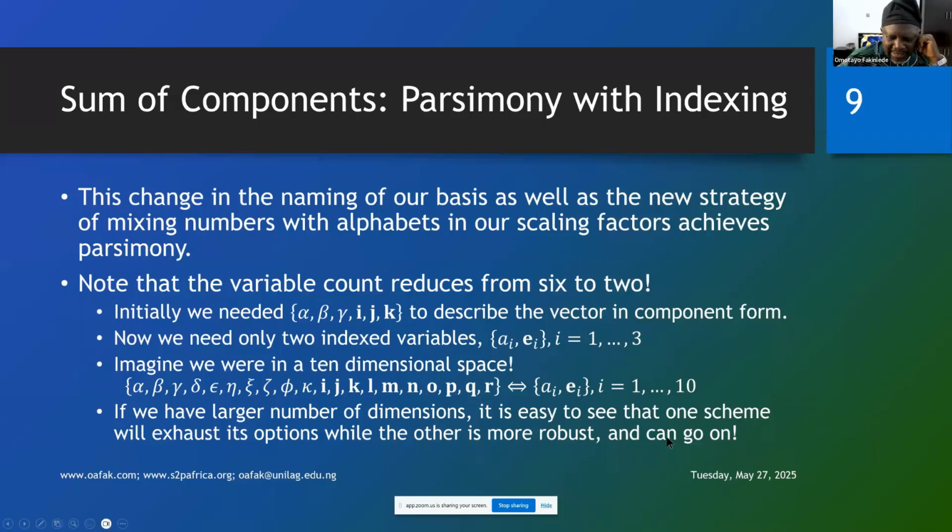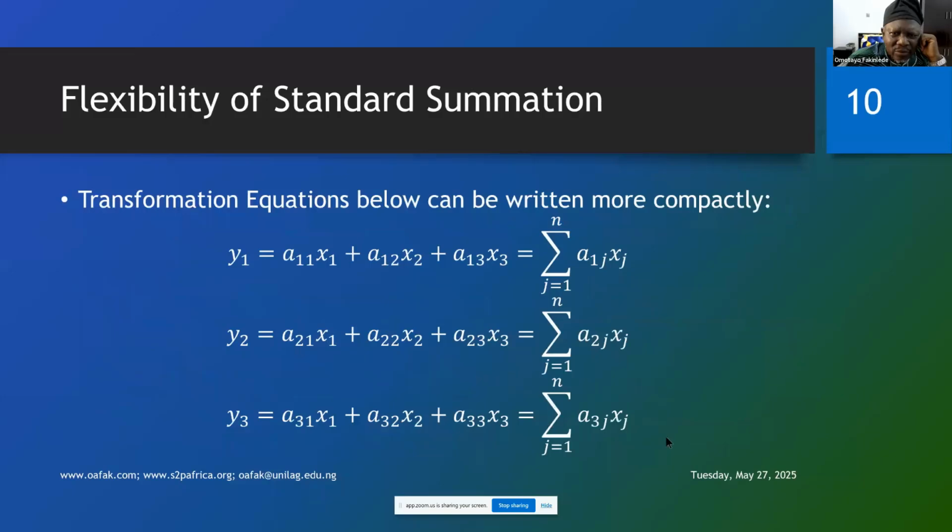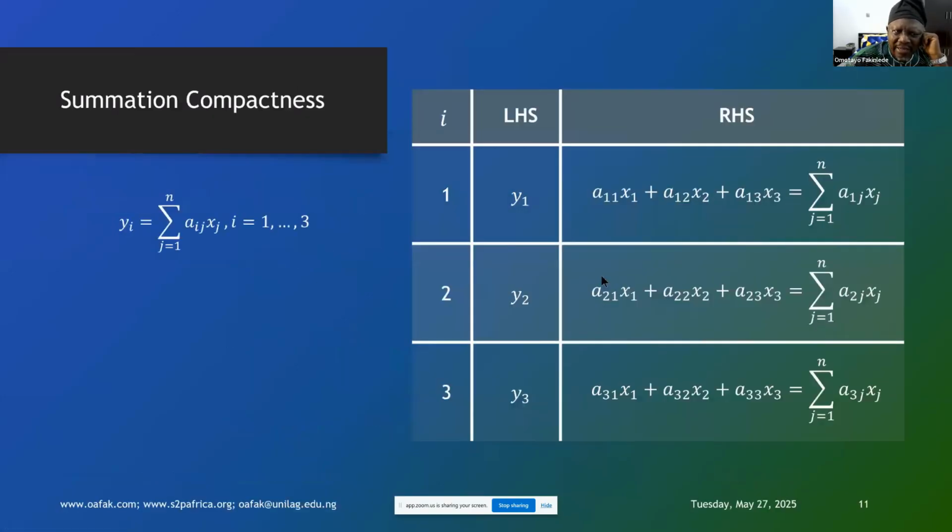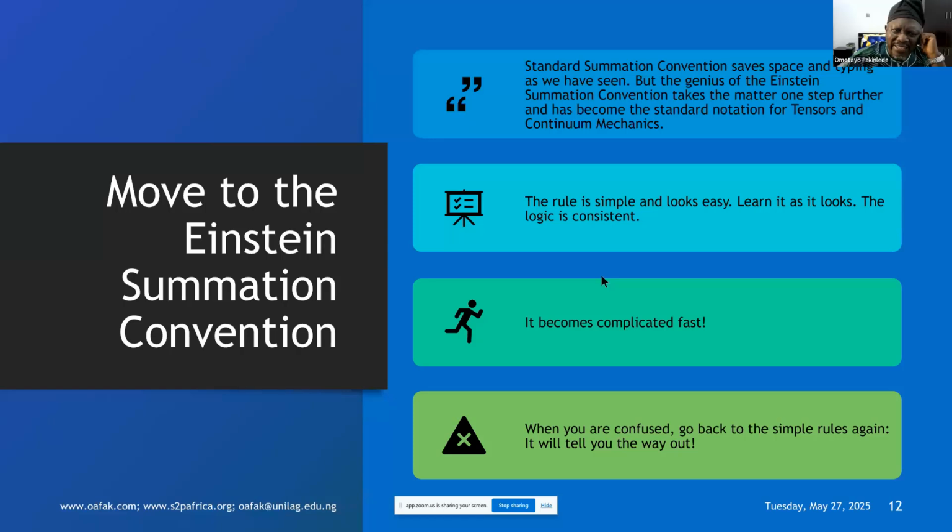Now we go to slide 10 here, where we have some equations that we can write like this, and to show the flexibility of standard summation, we can write it compactly with the summation sign here. And then we move to the Einstein summation convention. The convention has a very simple rule, which looks easy. Learn it as it looks. The logic is always consistent. But things can become complicated fast.